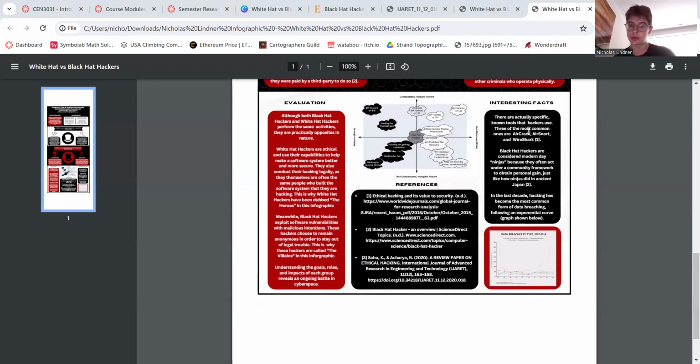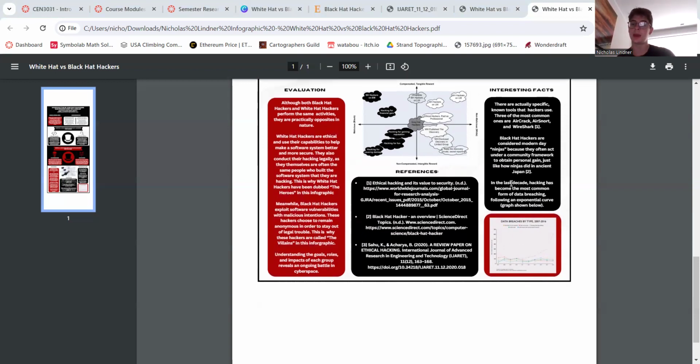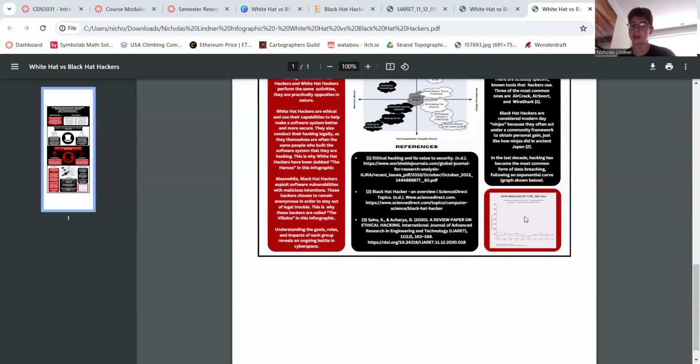So quickly, some interesting facts are that there are specific, well-known tools that are used for hacking. Black hat hackers are also considered the ninjas of cyberspace because they often work in communities for personal gain. And my last fact is that in terms of data breaching, hacking has become by far the most common form of it, and this exponential curve shows that. And then here are my references.